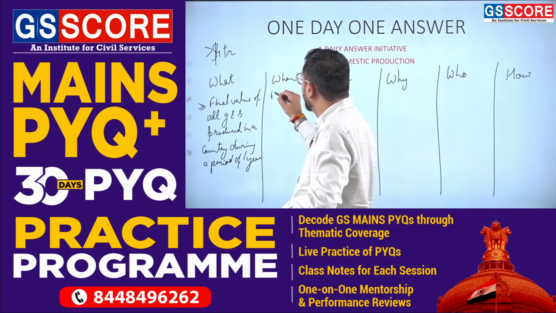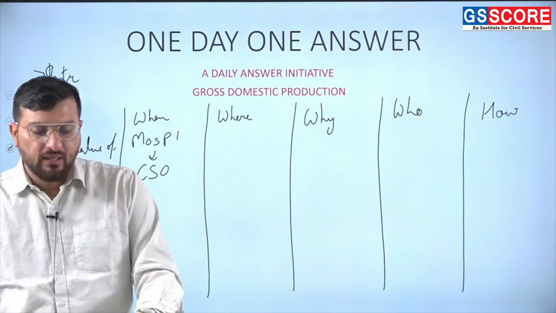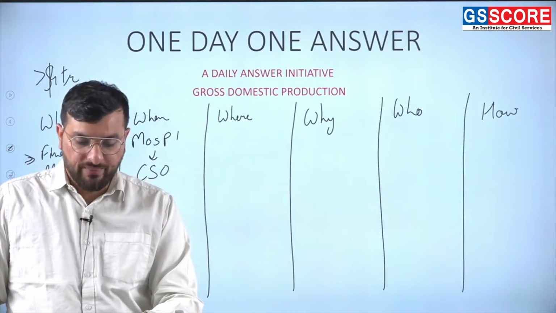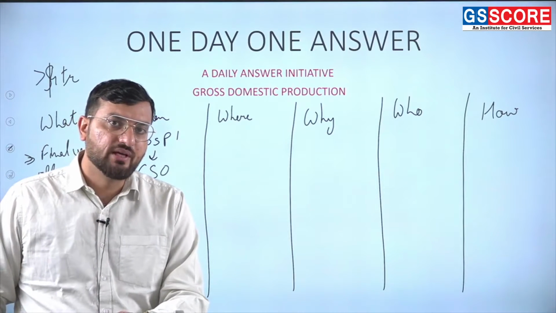So in this part we'll be writing about MOSPI, Ministry of Statistics and Programme Implementation, and under that we have the CSO, Central Statistical Organization. Then our next question is where? Where is GDP calculated and what are the different methods that we are going to use?